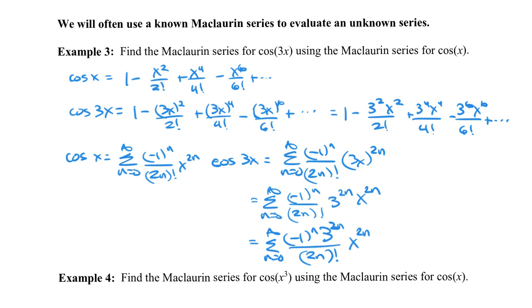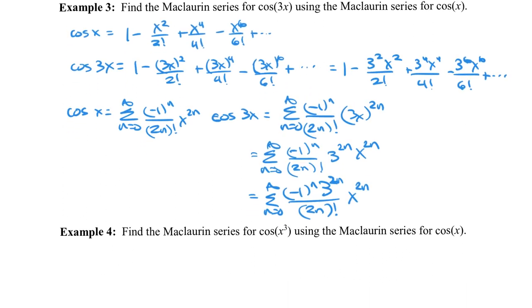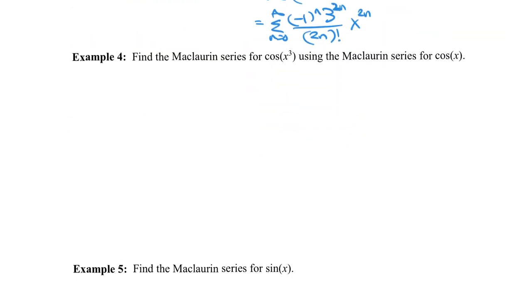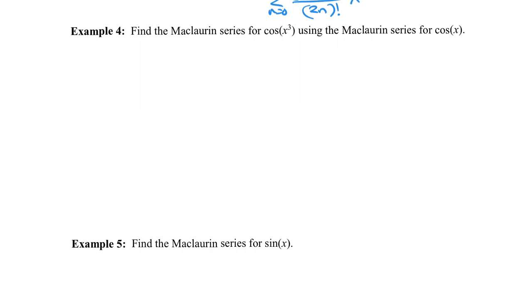So then if you have maybe instead of 3x, cosine of x cubed, it's just the same. So once you get cosine, you can do all kinds of variations of it really easily, right? Using either method, expanded or sigma notation.